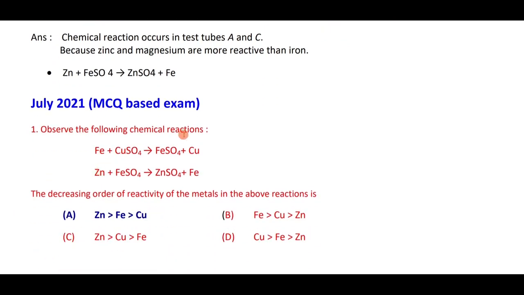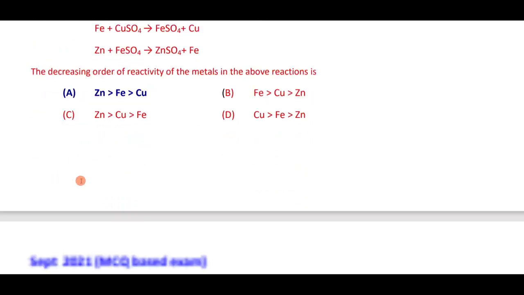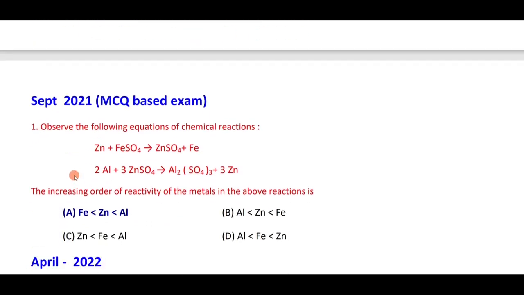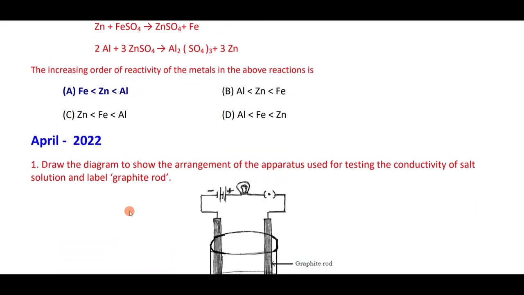Observe the following chemical reactions. The decreasing order of reactivity of the metals in the above reactions is Zn, Fe and C, option A. Observe the following equations of chemical reaction. Increasing order of reactivity is Fe, Zn and Al, option A.